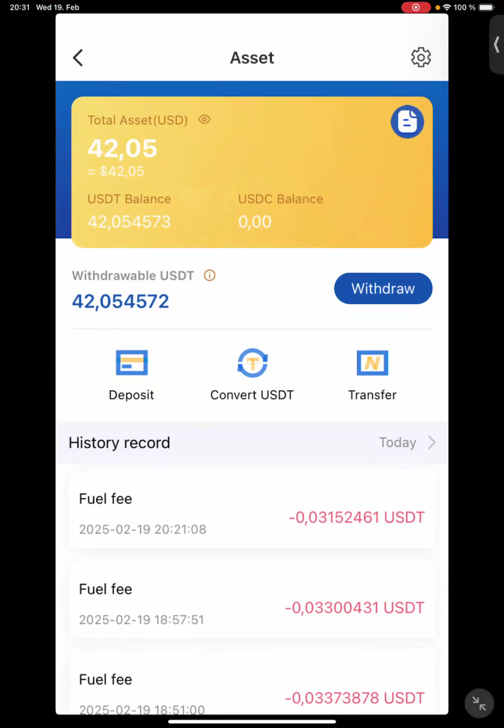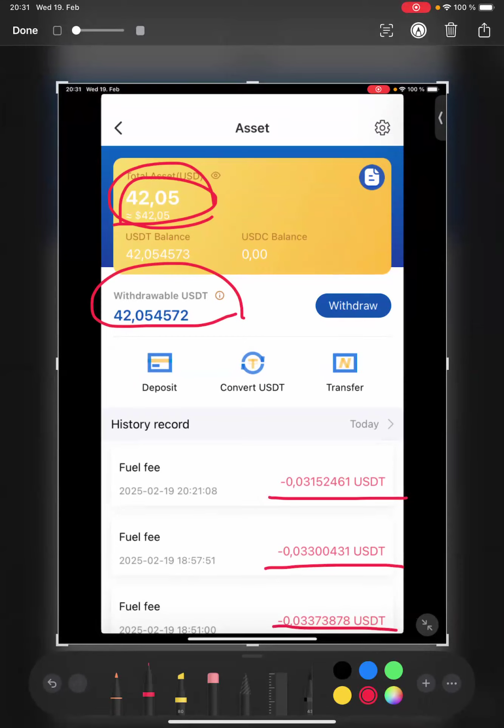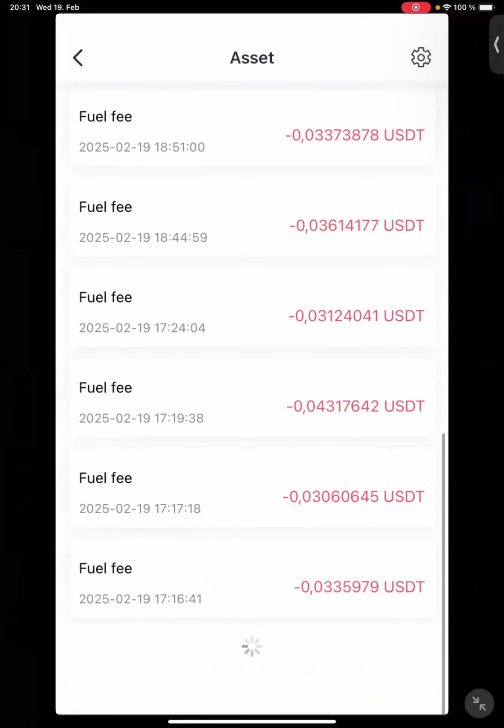So under the asset, this is where you would see your fuel fee that you deposited. Now, if you are sharing the opportunity at the same time trading, the rewards you make from your team also add up into the total asset. The withdrawable, I'll explain in a different account. So you can see fuel fee. Anytime you make profit, you pay fuel fee.